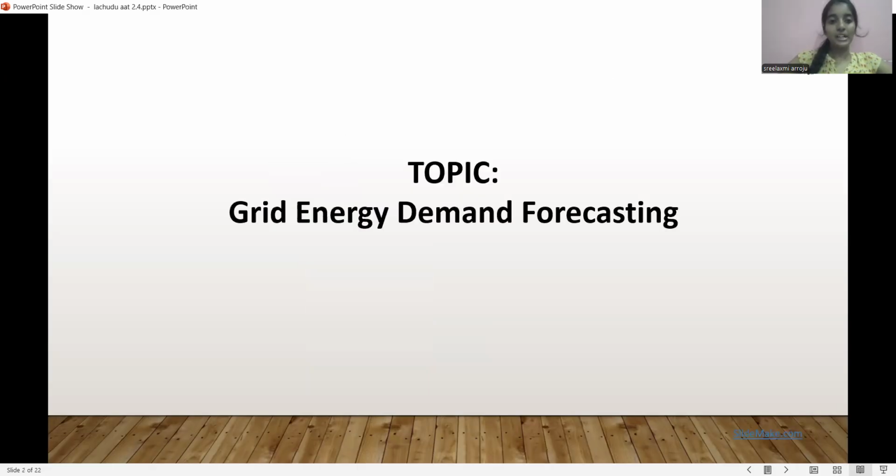My topic is grid energy demand forecasting. Grid energy demand forecasting is the process of predicting the amount of electricity that consumers will require from the power grid over various future time horizons. Accurate forecasting is critical because electricity must be produced and consumed almost simultaneously. Large scale storage is expensive and limited.